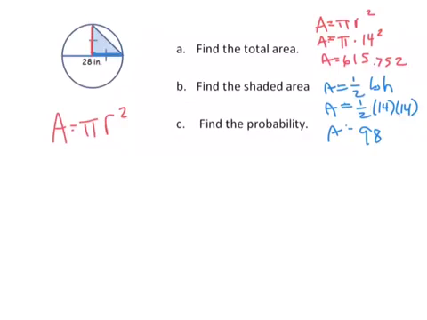So that's 98. So then lastly, the probability of landing in the shaded region is 98 over 615.752. This ends up being about 0.159, so about 15.9% chance.